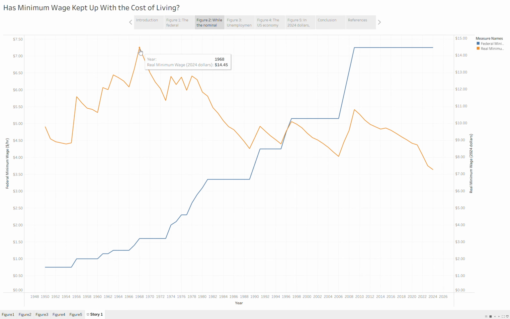So if we look at 1968, you could get more for your money, almost twice as much as today's minimum wage, even though you were only making $1.60. Crazy that $1.60 could buy you twice what $7.25 will get you in today's money. Quite an illusion. So let's take a look at the unemployment rate.